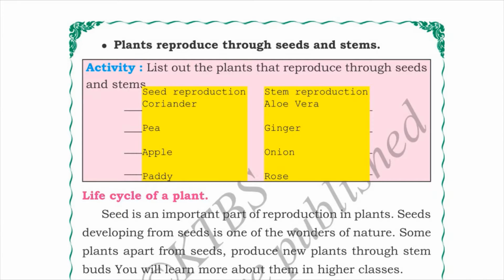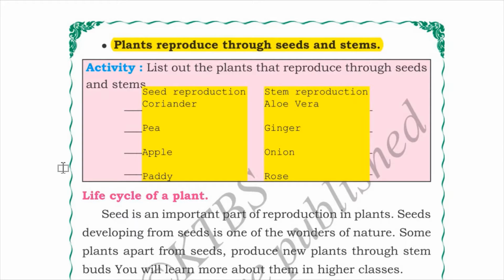Hello students. In this video we are going to be starting the reproduction in plants. In the previous video we learned about the reproduction in animals. Now we will learn about the other characteristics of living beings starting from reproduction in plants. Plants reproduce through seeds and stems.